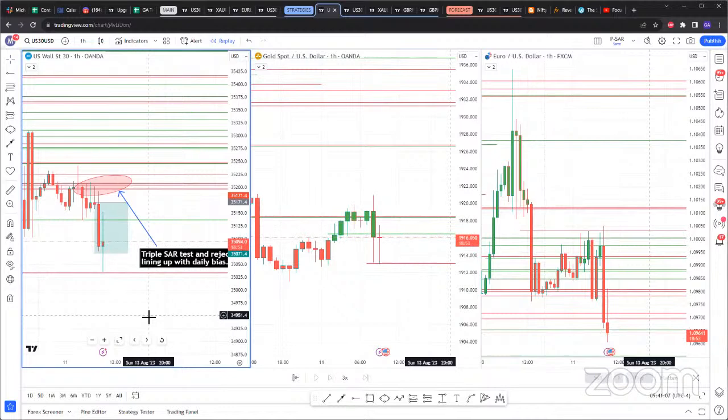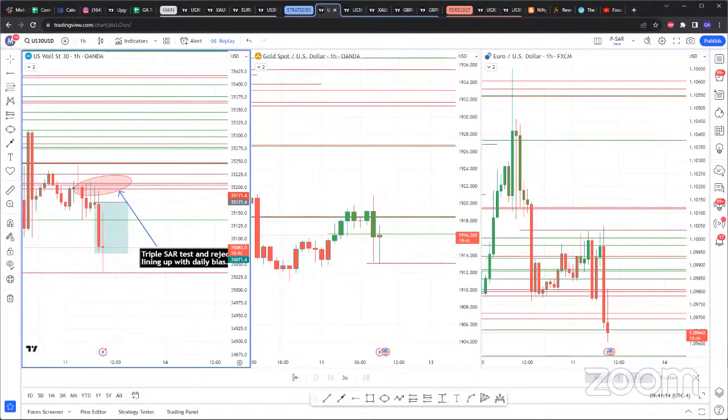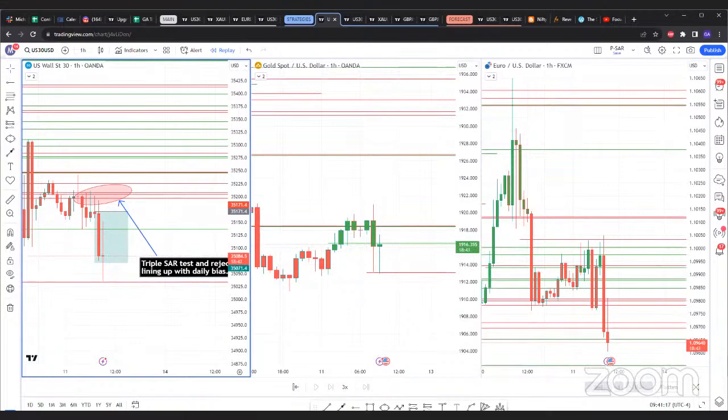If your bias on the daily time frame is a buy, you need to find areas in the 4-hour and the 1-hour that have double buys or triple buys or even 4 buys. You can still trade single lines, but just know that those have lesser probabilities. If anybody has any questions regarding that, go ahead and ask, but if not, I'll just continue.